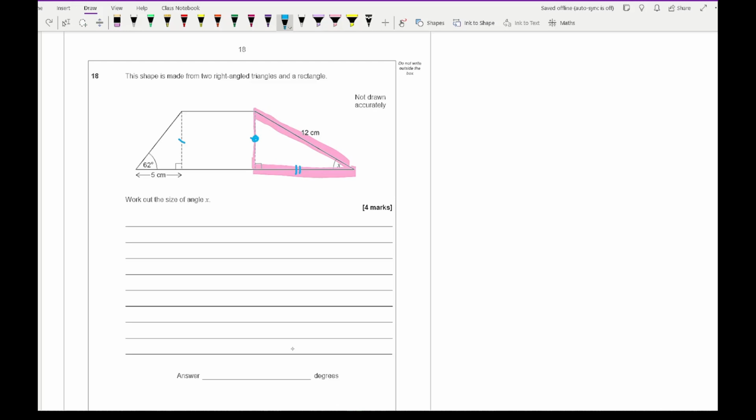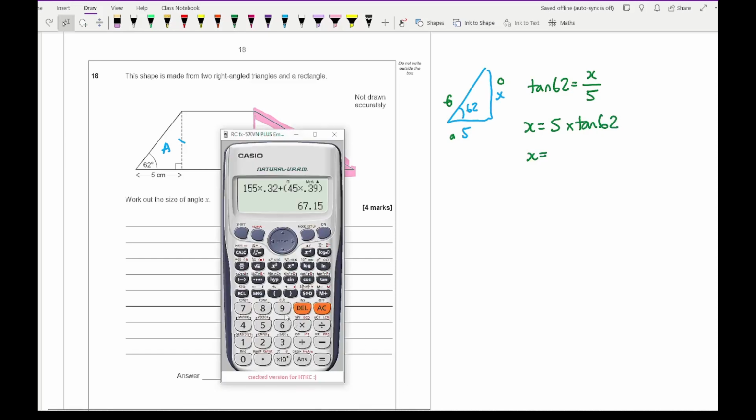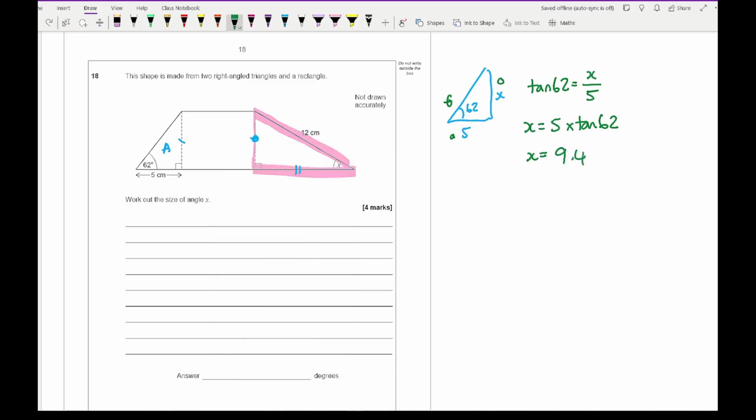So using this triangle, if I just call that A, and this is 62, this is 5, and that I'm going to call X. Then using trig, because obviously it's using angles and sides, this is my opposite, this is my adjacent, this is what theta is. So tan 62 equals X over 5. So X equals 5 times tan 62. Let's just quickly work that out. So we've got 5 tan 62 equals 9.404, and that's to 3 decimal places.